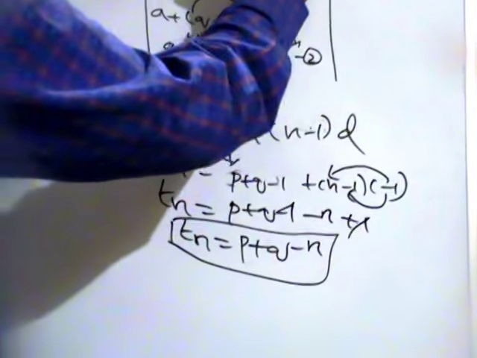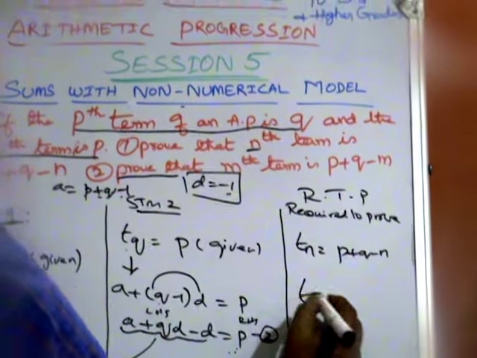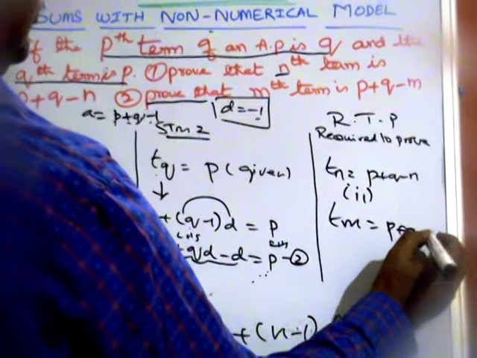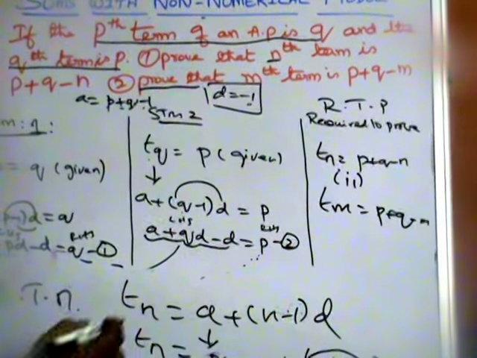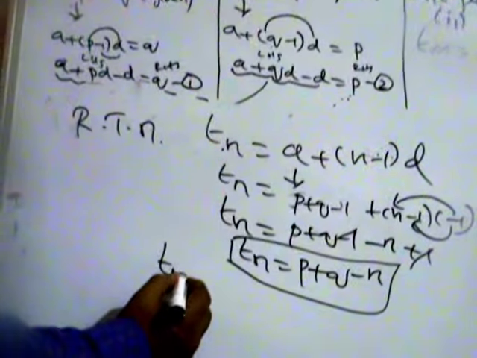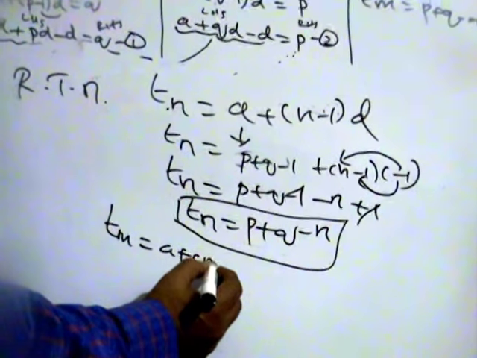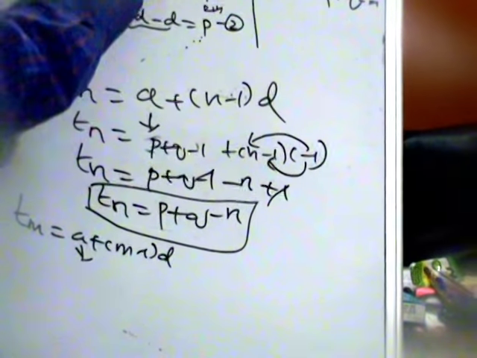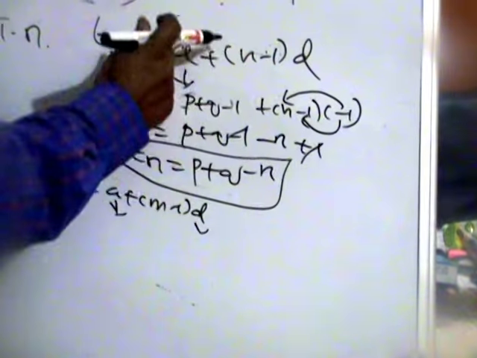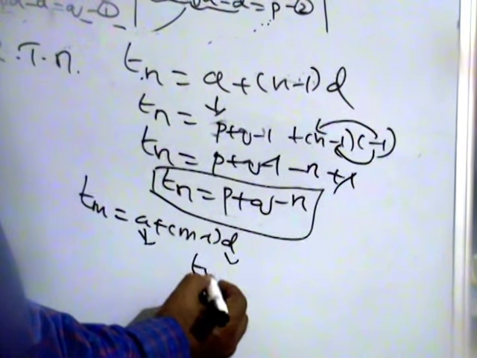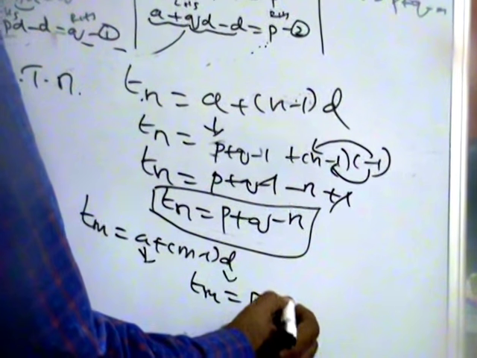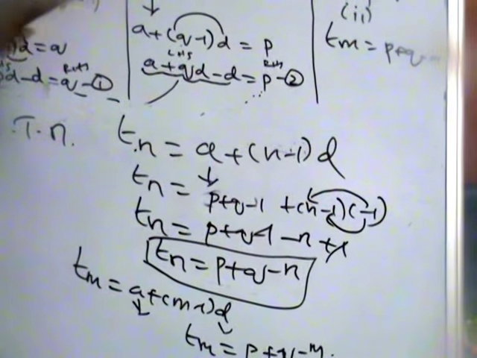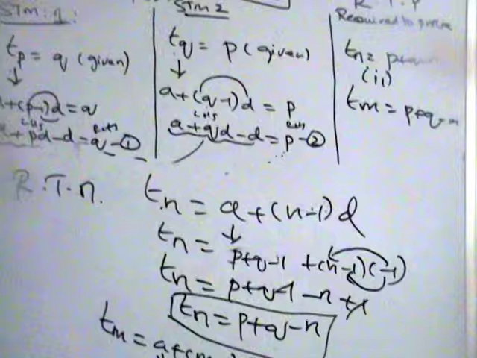And next you have to prove Tm equal to, second sum number 2. Tm equal to P plus Q minus M. The same method, instead of N you substitute M. Tm equal to A plus M minus 1 into D, where A you put this answer and D you put the answer, expand the same way, you get the answer Tm equal to P plus Q minus M. So these are non-numerical models. Try it slowly, like statement 1, statement 2, you get it easy. Hope you understood.